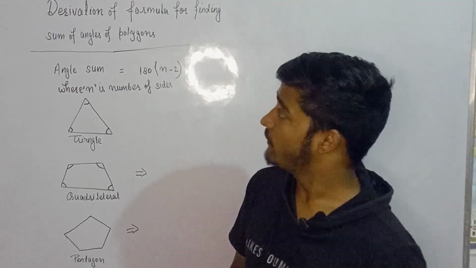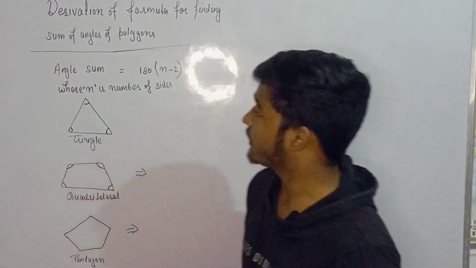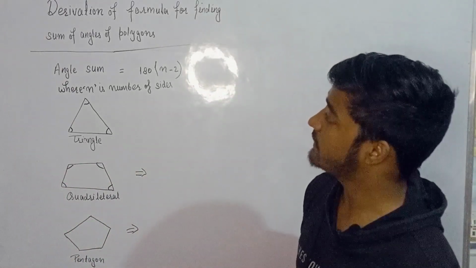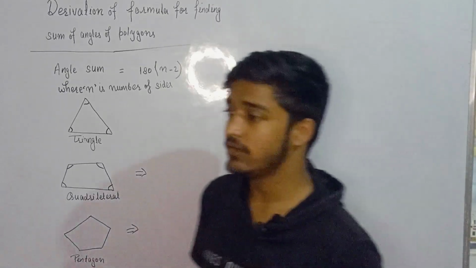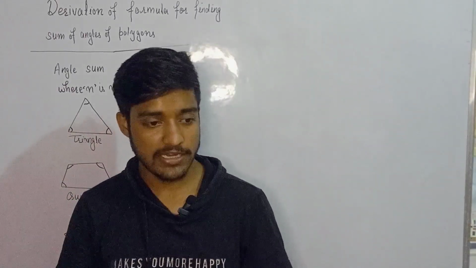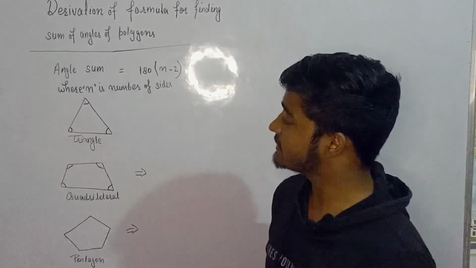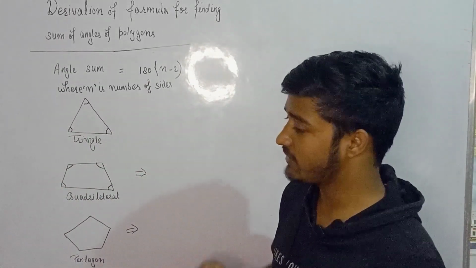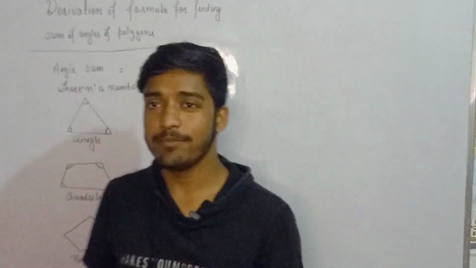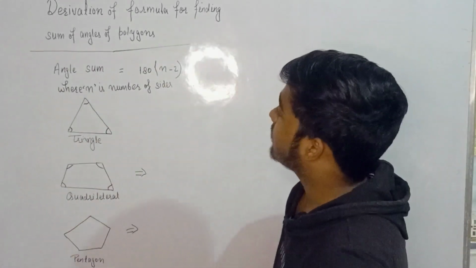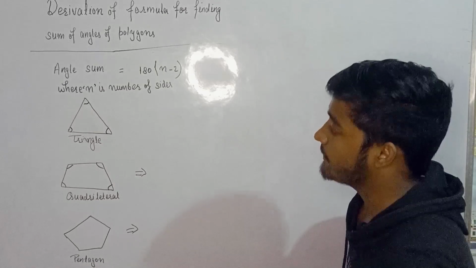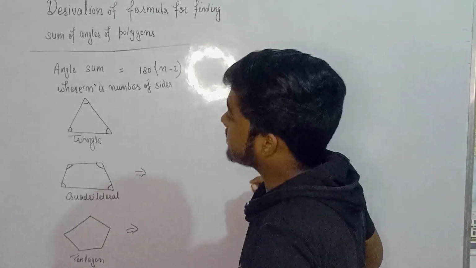Today we will discuss a formula by which we find the sum of angles in a polygon. Okay, there is a formula by which the sum of angles in a polygon can be found, right? So we will derive this formula.